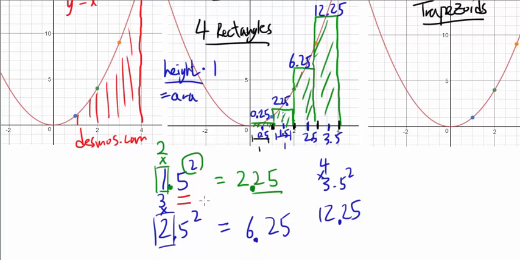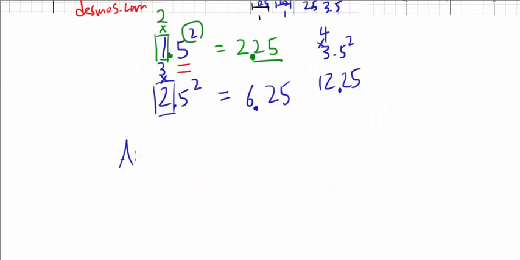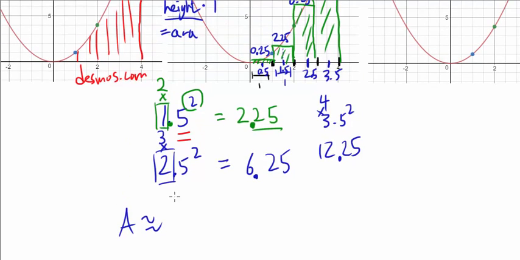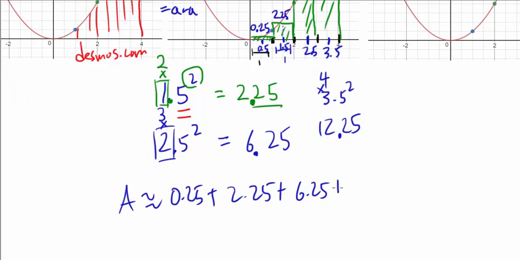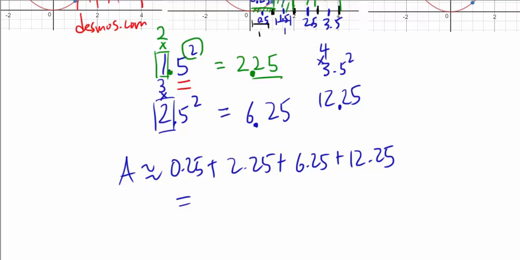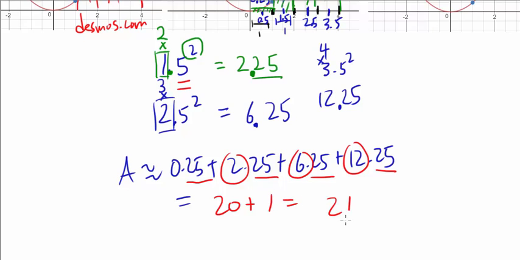So let's add them up. Our approximation of the area is about 0.25 plus 2.25 plus 6.25 plus 12.25. What do we get when we add up these numbers? Let's just look at the integers. 2 plus 6 plus 12 gets you 8 plus 12, or 20. And the four 0.25s make 1. So our approximation is 21.